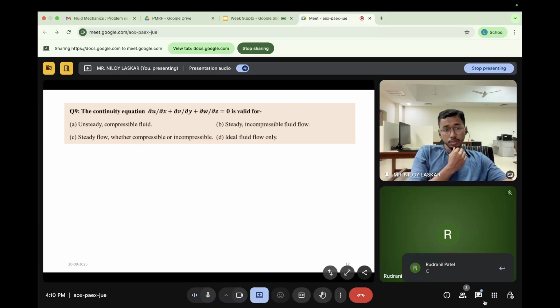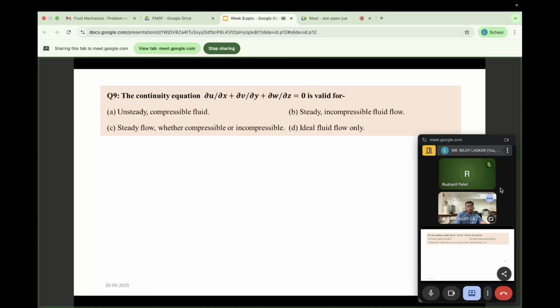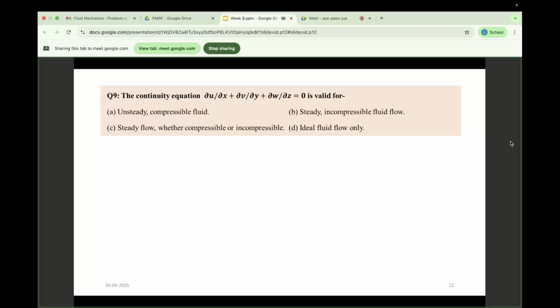Okay, still you have attempted. So, your answer is option C. Okay, let us check. So, no, it's not option C, it's option B. Why? Let me again recap this for you. From the continuity equation, you remember, most probably 2 to 3 slides earlier, what I have discussed is the rate of mass accumulation, you remember?